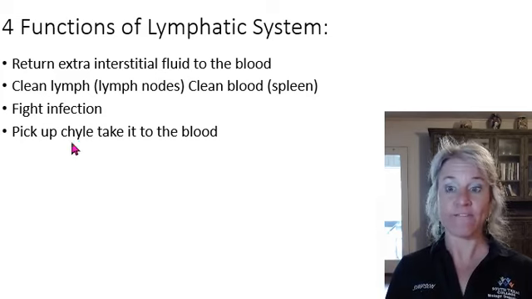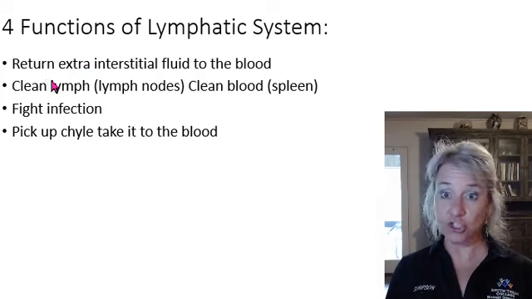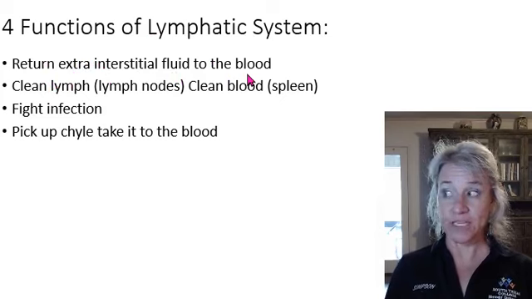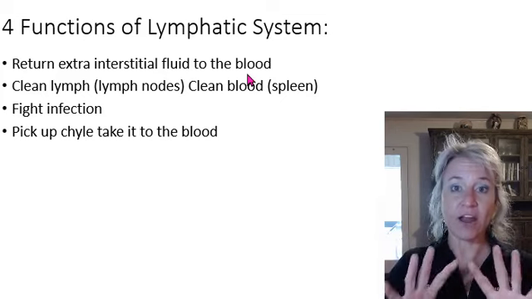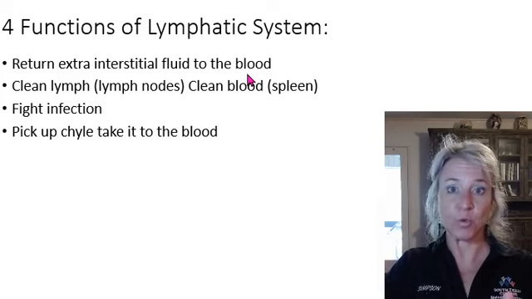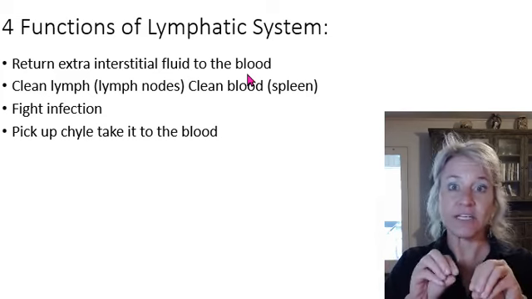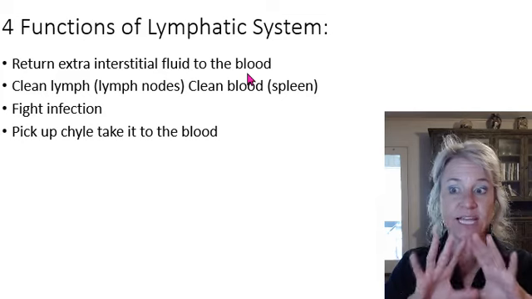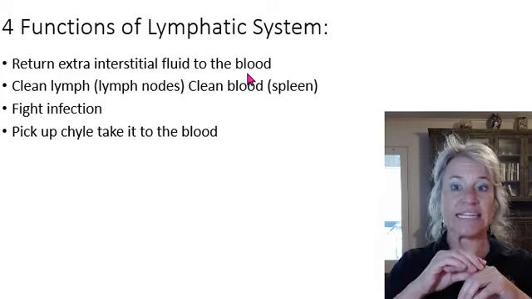And the four functions of the lymphatic system, okay? One, it is supposed to return all of the extra interstitial fluid to the blood. So the blood that gets pushed out of the capillary and into the tissue space is called interstitial fluid. And not all of that interstitial fluid gets pulled back into the capillary. Some of it stays there and it starts to build up and build up, and you start to get swollen. You get edema.